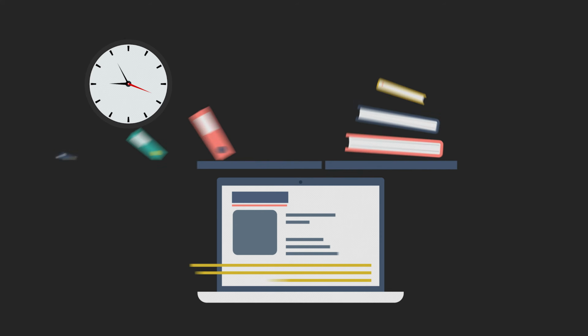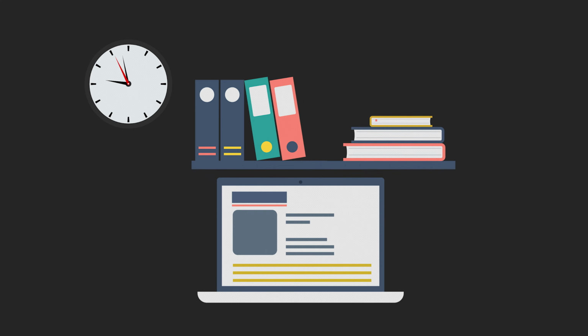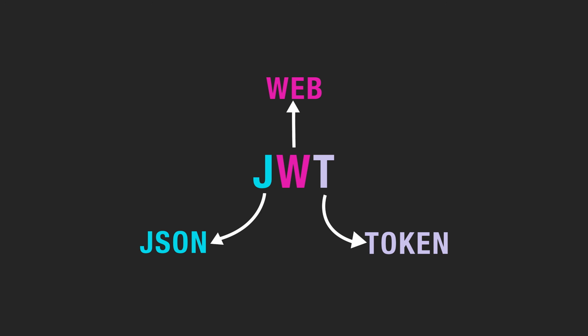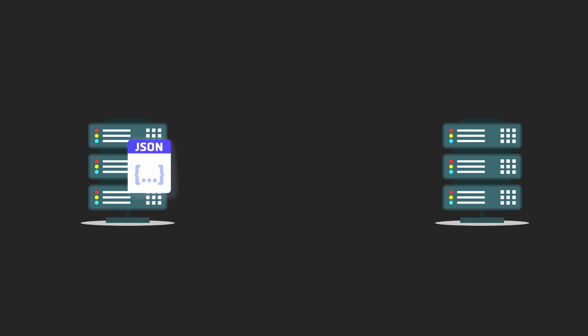Before starting to code, let me give you a small summary of JWT. JWT stands for JSON Web Token. So, what exactly are JWTs? Think of them as compact, self-contained JSON objects that securely carry information between different parties. They are like digital passports for your data, ensuring it's verified and trusted.